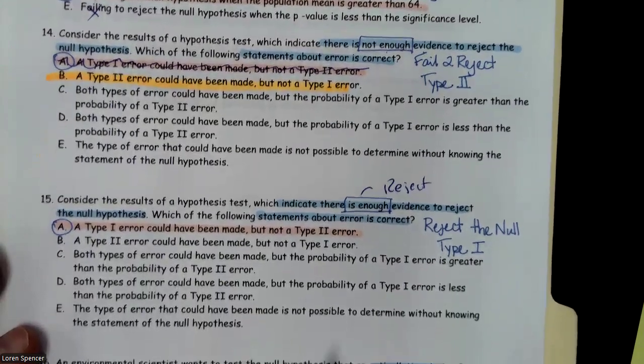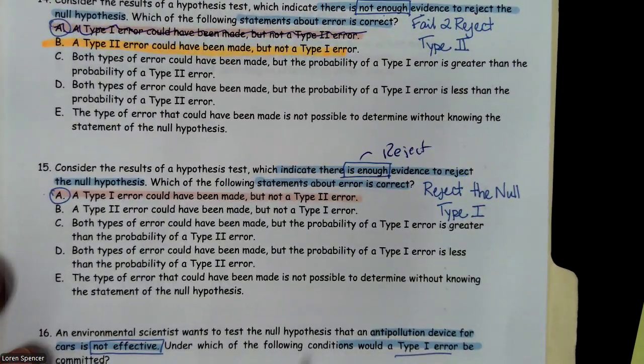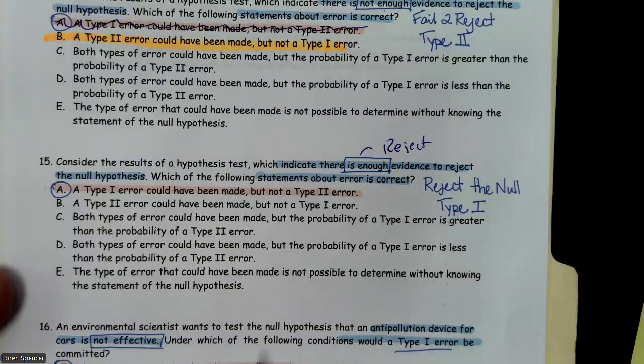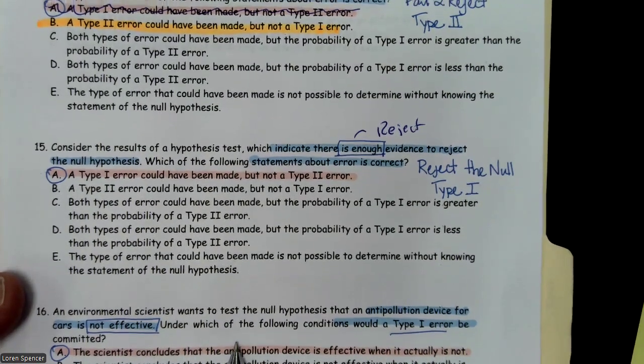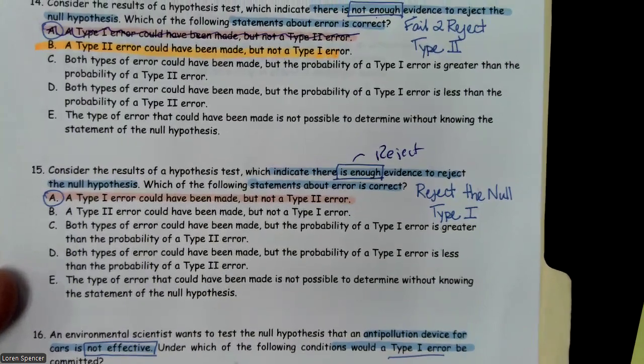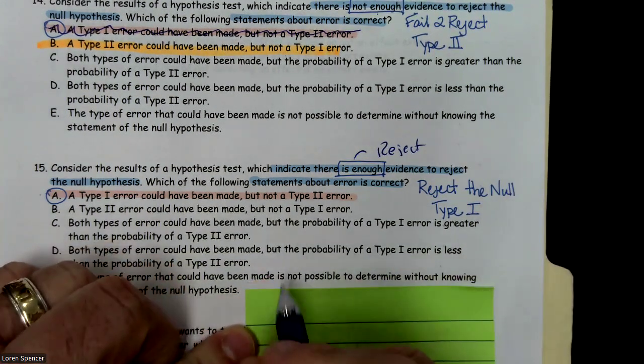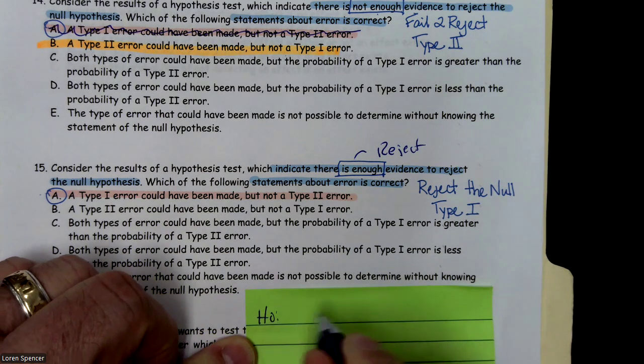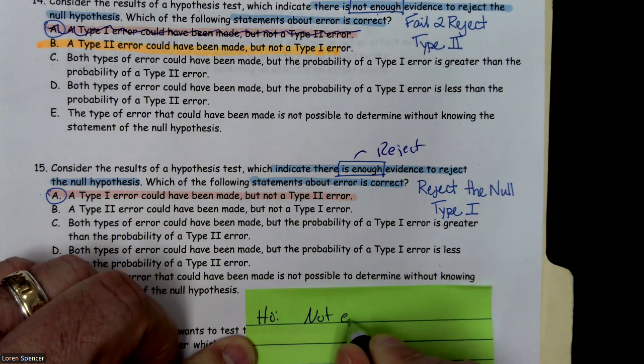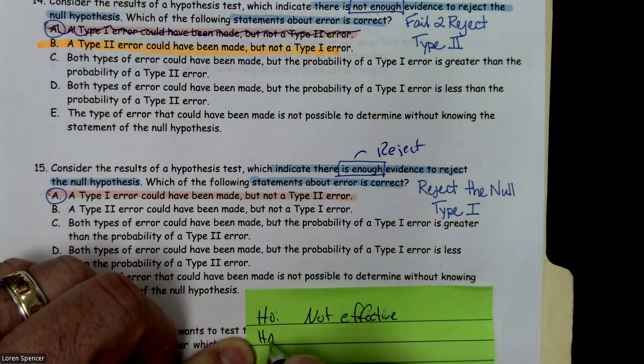Number 16, an environmentalist wants to test the null hypothesis that an anti-pollution device is not effective. Which of the following would be a type 1 error committed? So let's look at this. And I need a piece of paper, so here we go. The H0 is not effective. The Ha is it is effective.